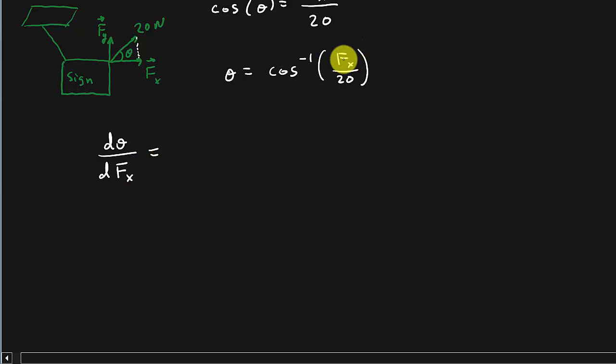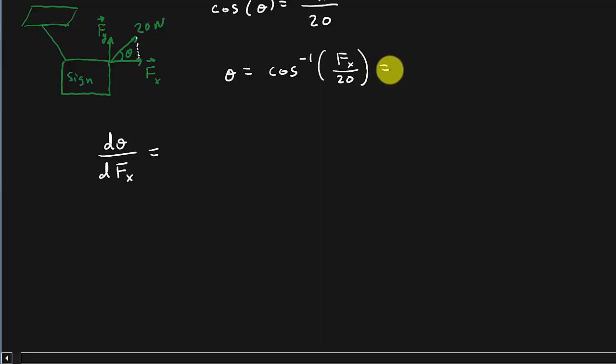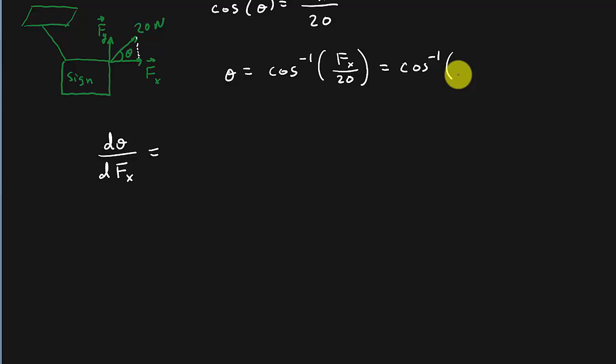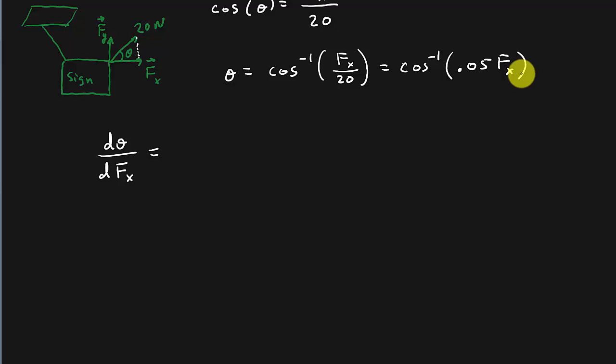So we're taking the derivative of inverse cosine. So what's the derivative of inverse cosine? I tell you what, I'm going to write this again. Let's write this as inverse cosine of 0.05 f sub x, just so I don't have to look at that fraction. You see that 1 over 20? If you put 1 divided by 20 in your calculator, that's the same thing as 0.05. Not really that much of a difference, but it just looks a little easier.